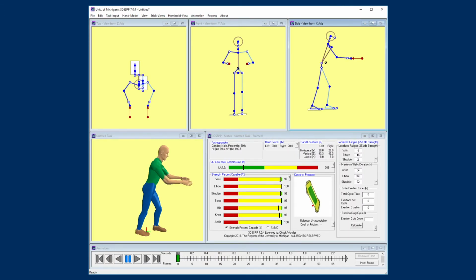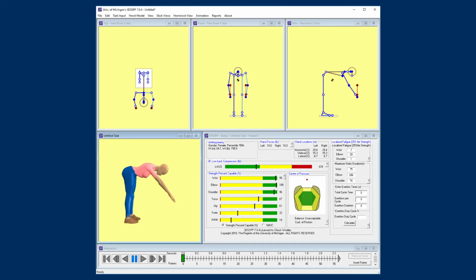Finally, we have unacceptable balance, where the center of pressure is outside of the basis of support. This is a posture that cannot be maintained and the person in question will likely fall over. It's important to note that occasionally you will get an unacceptable balance posture if there is an external factor that the 3DSSPP does not know about.